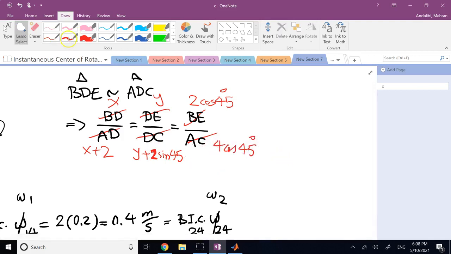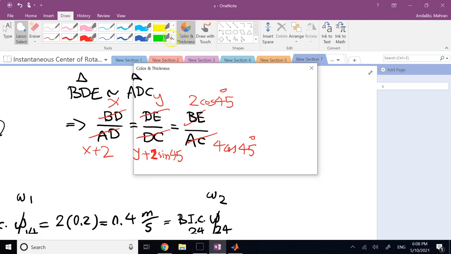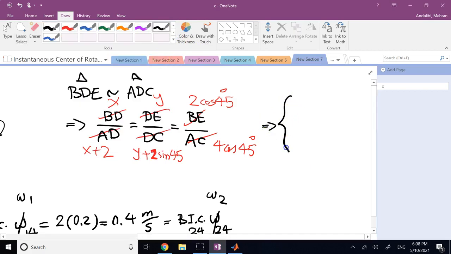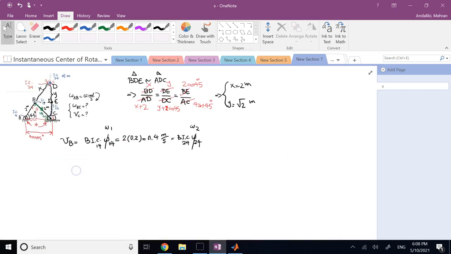So clearly all the ratios are half, and that means I can find my distances, x and y, by solving through equality of the two ratios. So here it means x has to be 2 and y has to be 2 sine 45, and this is a square root 2 over 2, so it should be just a square root 2 meters. So that's x and y.